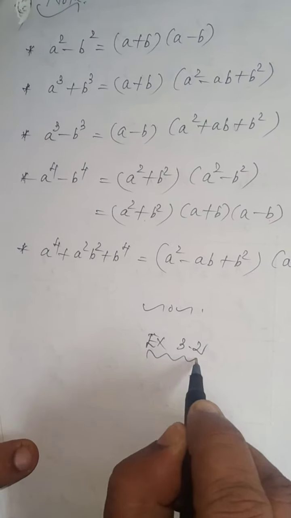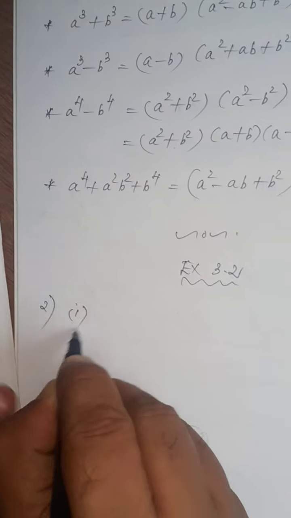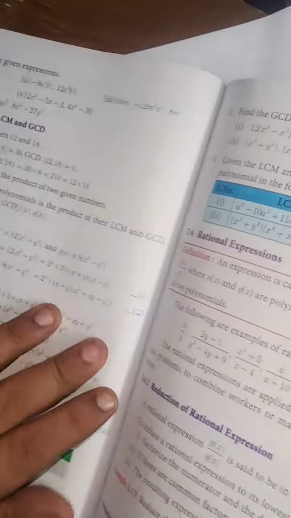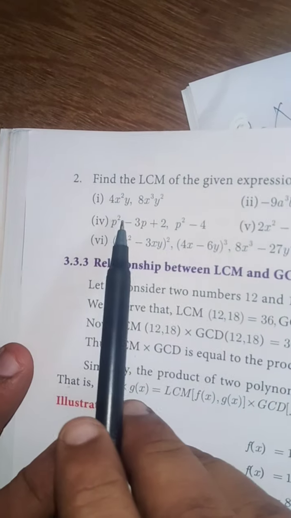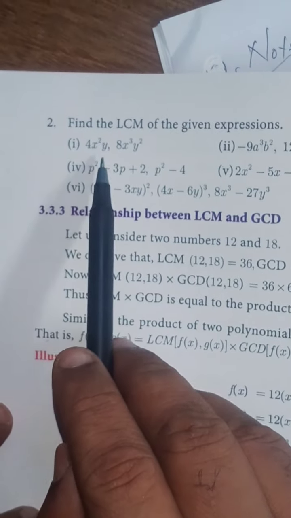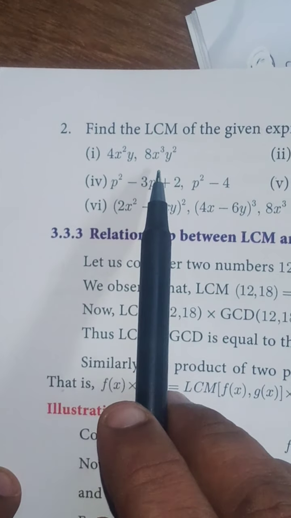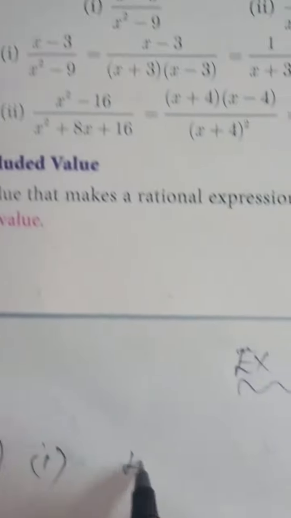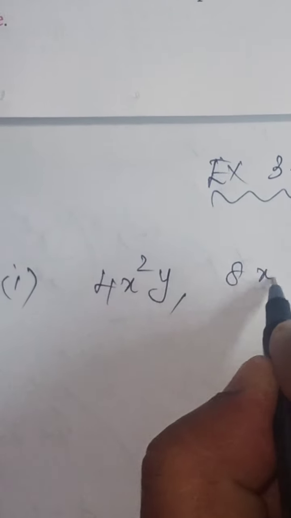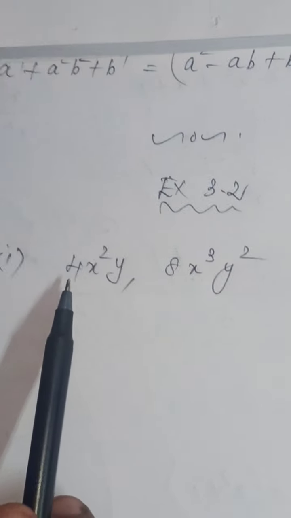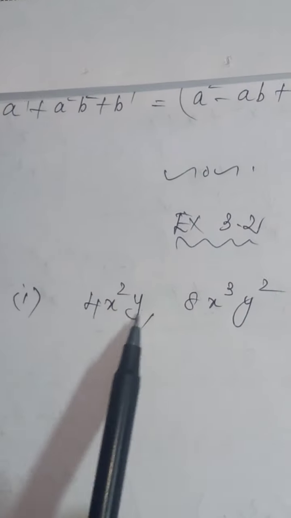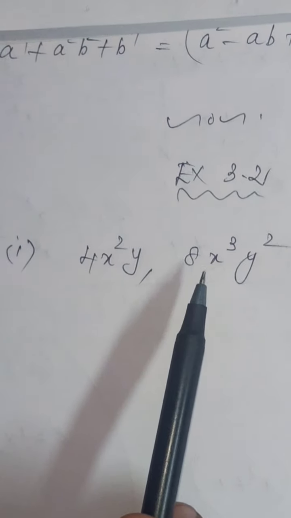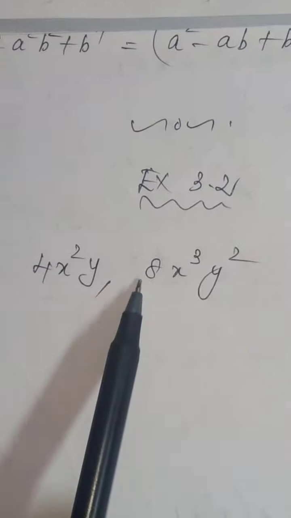3.2, question number 2, subdivision number 1. Here is the question. The first one is 4x squared y, and second one is 8x cube y squared. It's a monomial because this expression is having only one term, correct? 8x cube y squared is also a monomial, so only one term.